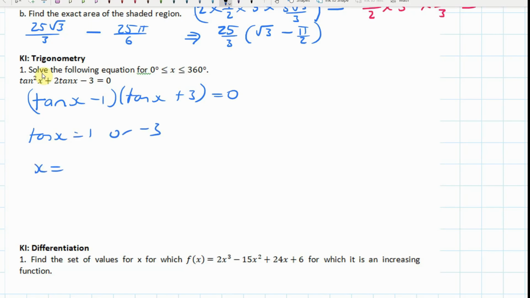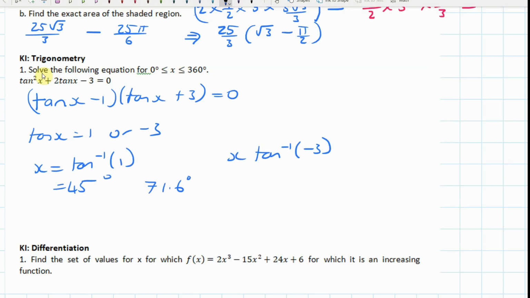So x is equal to the inverse tan of 1, which is... now we're in degrees, so make sure your calculator is set to degrees for this one. So that's 45. And the other principal value we want is for negative 3. So pop that in there and we get 71.6.